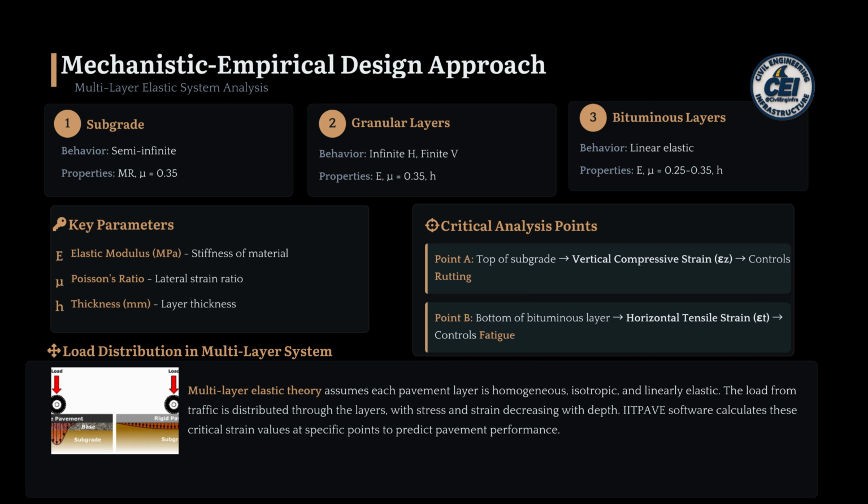Each layer has three main properties. Elastic modulus, E, representing stiffness, measured in MPa. Poisson's ratio, mu, usually 0.35 for granular layers and 0.25 to 0.35 for bituminous layers. Thickness, H, measured in millimeters. Most importantly, we analyze two critical locations. Top of subgrade: vertical compressive strain, epsilon Z, for rutting control. Bottom of bituminous layer: horizontal tensile strain, epsilon T, for fatigue control.